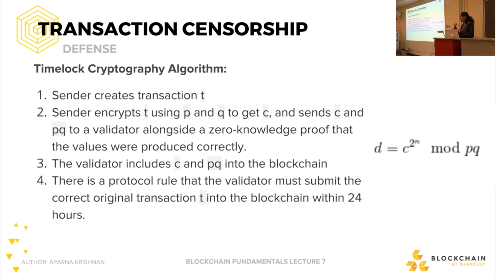So this is where we talk about time lock cryptography. The idea here is the sender creates a transaction and encrypts it using 2 large prime numbers, P and Q, and sends this encryption over to the validator. Now the validator doesn't know what was in the transaction, and it's going to take him log n time if he has to decrypt every single transaction that he has. That means he might just get a timeout by the time he proposes a block. So the idea here is the validator just puts all these encrypted transactions into a block and proposes that, and then 24 hours later he can do all this computation and reveal what the actual transactions were.